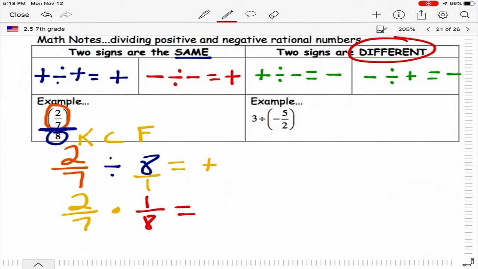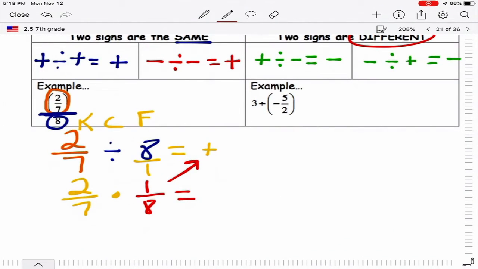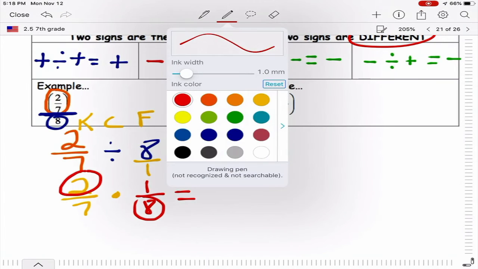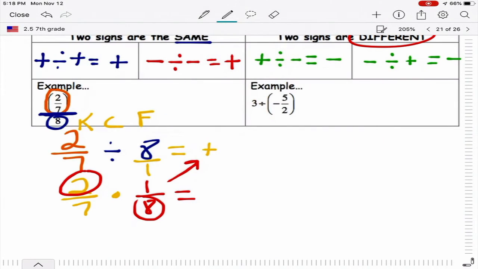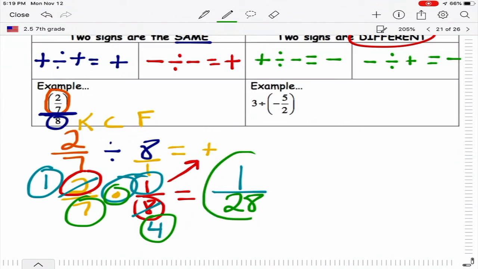And now I'm going to solve. It's still a positive times a positive, which gets me a positive. Here I can cross cancel. So instead of doing 2 times 1 over 7 times 8, I noticed that 2 and 8 have a number in common. 2 can go into both numbers because they're both even. So then I do 2 divided by 2, which is 1. And I do 8 divided by 2, which is 4. And then I will multiply. 1 times 1 is 1. 7 times 4 is 28. My final answer is positive 1 over 28.